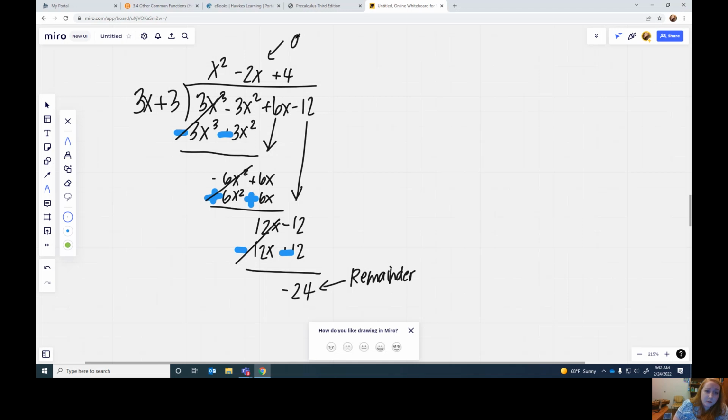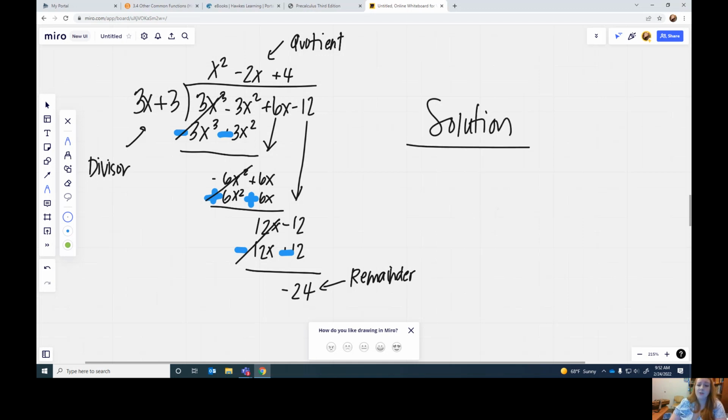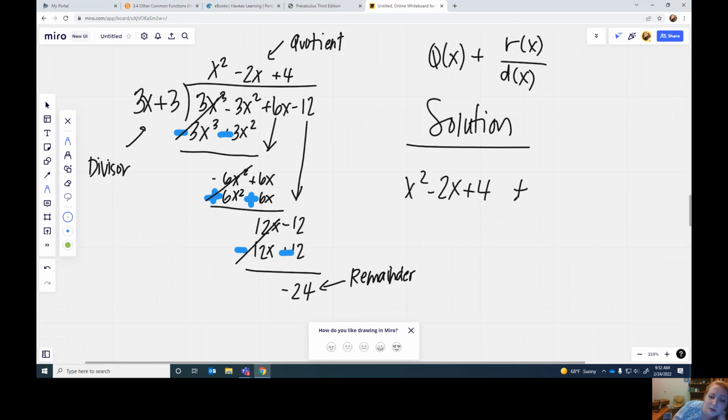Here's our quotient. Here's our divisor. That's the 3 things we need to write our answer. All right, so our solution, our answer. Remember they said it's quotient plus remainder over divisor. So quotient is x squared minus 2x plus 4 plus remainder is negative 24. Divisor is 3x plus 3.